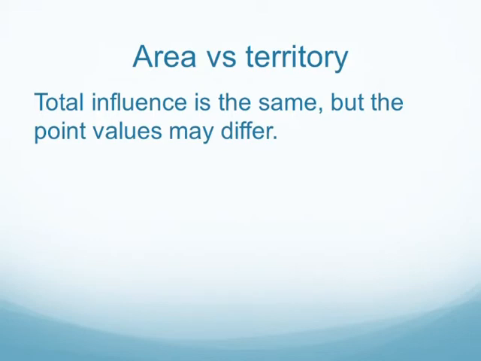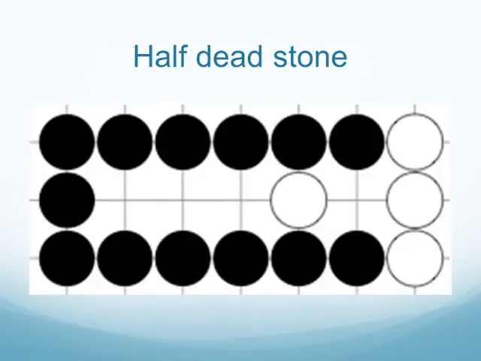So while the total influence is the same, as we see with the Sente examples, the influence values for specific points may differ. The next question that comes up in corridors concerns the influence, if any, of stones which are neither fully alive nor fully dead. The white stone by itself in the corridor is half live, half dead. White to play can connect and save the stone. Black to play can cut it off. What influence, if any, does it exert?